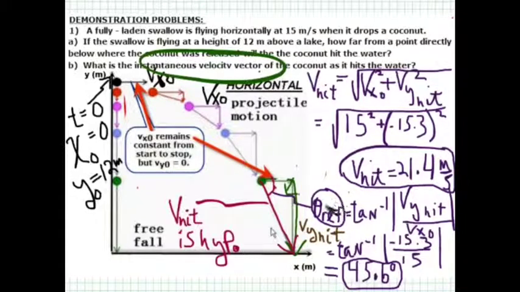And then we need theta ref, or the angle below the horizontal that the coconut hit the water. That's an inverse tangent of the absolute value of Vy hit divided by Vx naught, the opposite side over the adjacent side. The opposite side is Vy hit, the adjacent side is Vx naught. And so that gives us the angle whose tangent is the absolute value of minus 15.3 meters per second divided by 15, or 45.6 degrees below the horizontal. And that's it.